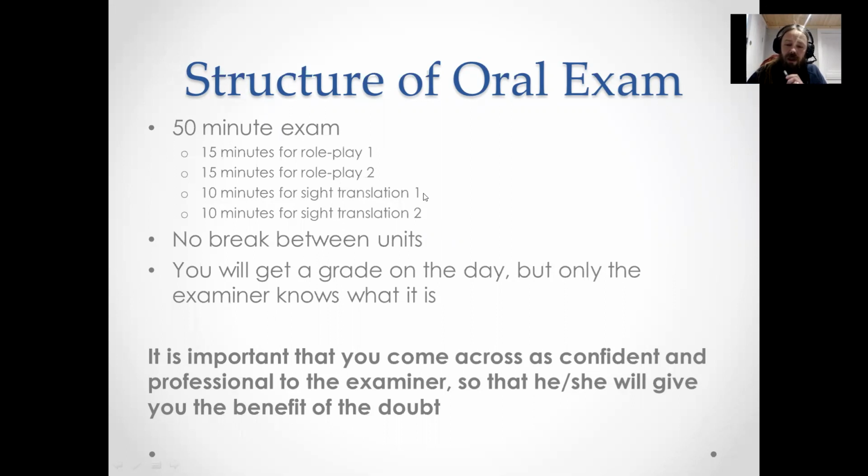Unit 2 is a site translation from your other language into English. Unit 3 is a site translation from English into your other language. So you have to do these both ways. There's no break between these units.